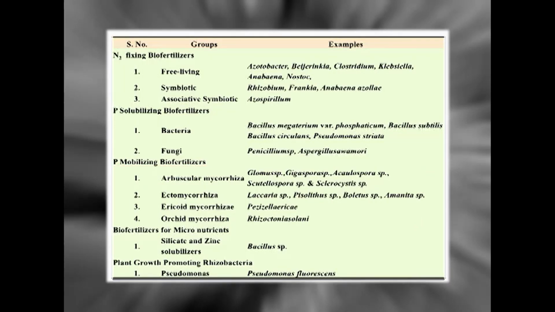And at the same time, biofertilizer can also have the role of silicate solubilizing, like Bacillus, or the plant growth promoting rhizobacteria, PGPR. So these are the different types of biofertilizer. I will take one example from each.